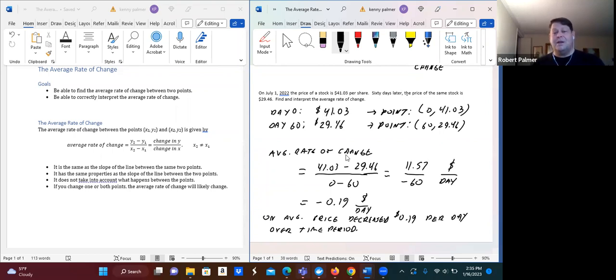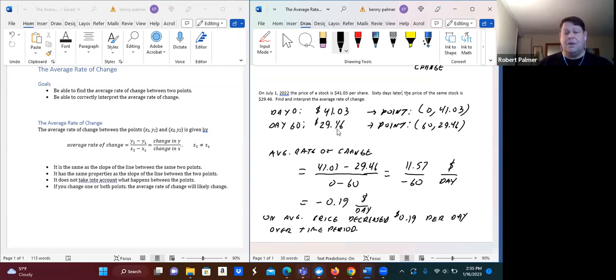No matter what the stock did in between, if you decrease from the starting point about 19 cents per day for 60 days, not exactly because of rounding to the nearest cent, then you go from 41.03 to approximately 29.46. It's as if you decreased at the same rate every day. So on average, the price decreased that much per day. Once again, it doesn't tell us what actually happened during that time. It's the average behavior.